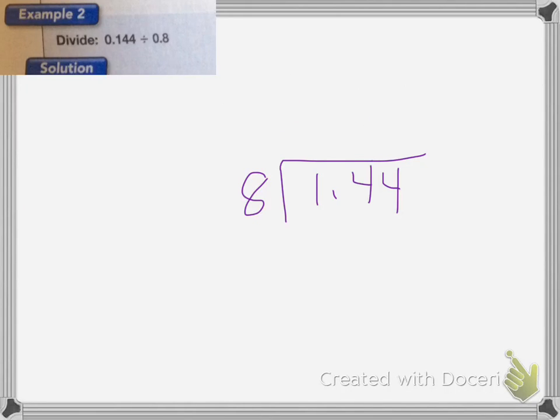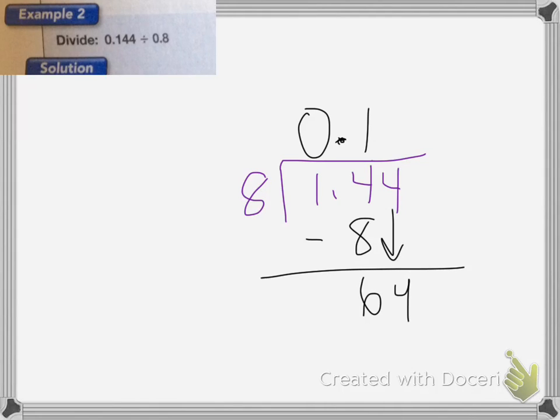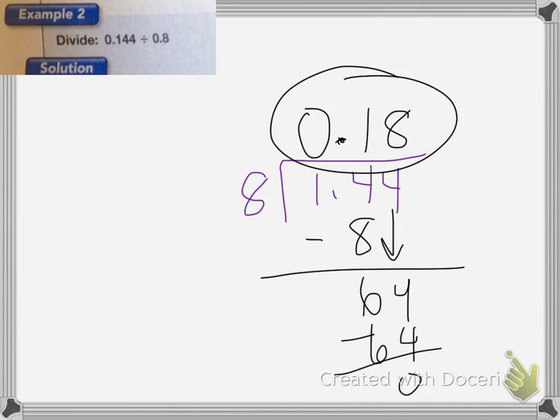Okay. Decimal goes straight up. 8 goes into 1 0 times. 8 goes into 14 once. That's 8. Subtract. Have 6 left over. Bring down the 4. 8 goes into 64 8 times. Okay, so my answer is 0.18.